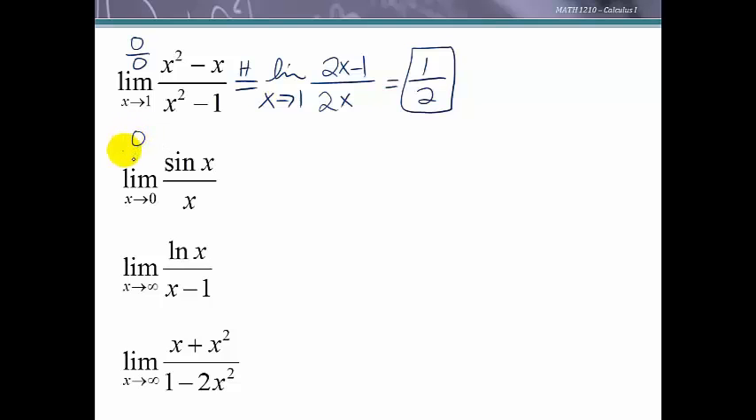The second one we saw was indeterminate 0 over 0. So L'Hopital's rule says the limit as x approaches 0 of the derivative of the numerator, which is cosine x, over the derivative of the denominator, which is 1, is equivalent. Now we can directly evaluate. Cosine of 0 is 1, and that is what we had seen geometrically. We can also get there using L'Hopital's rule.